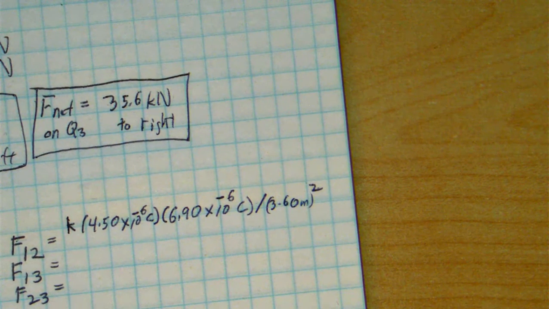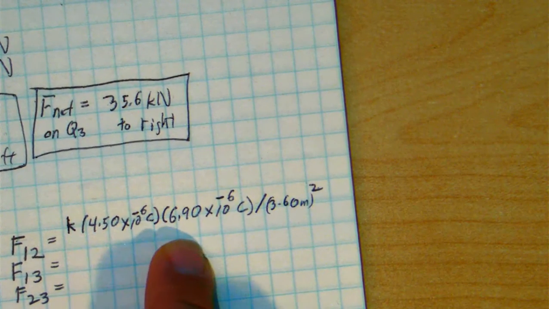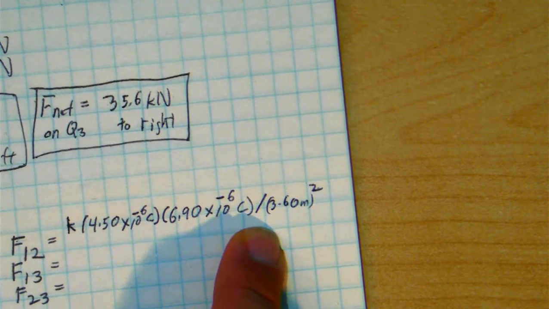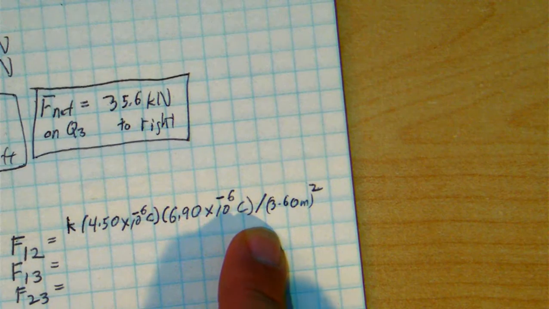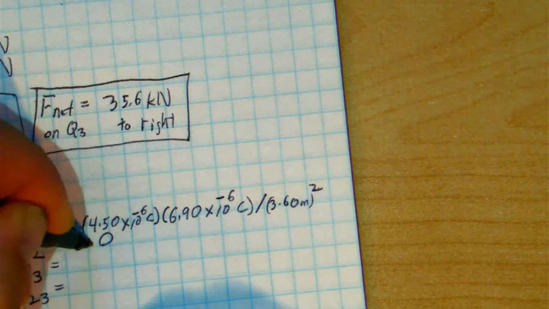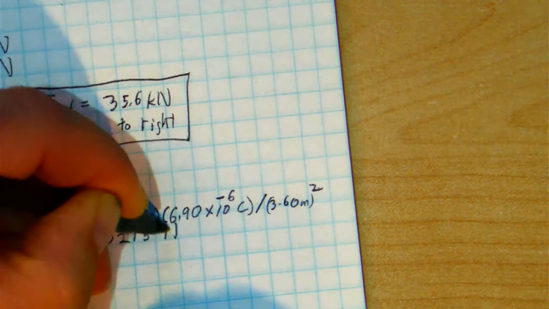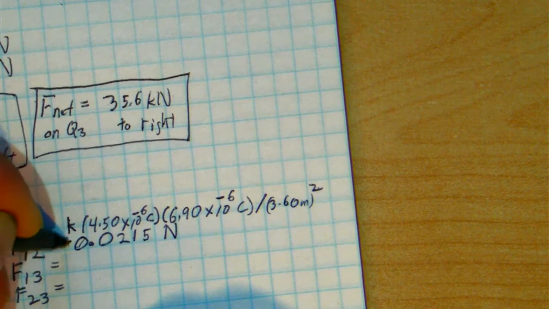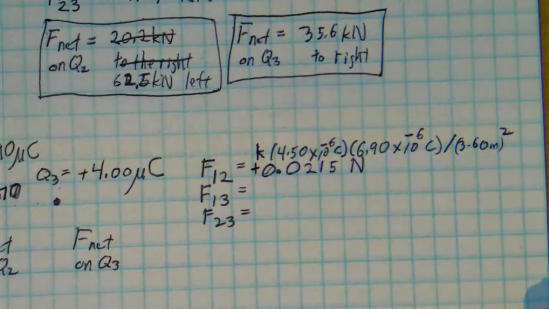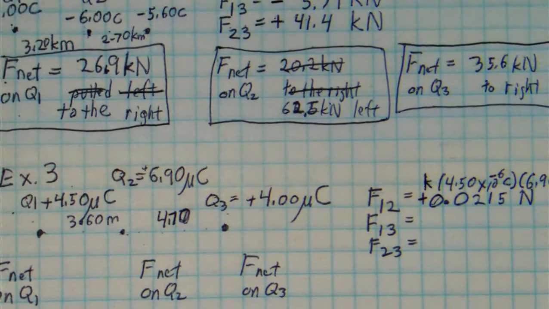K, whoops, let me clear things out. K times 4.50 times 10 to the negative 6 times 6.90 times 10 to the negative 6 divided by 3.6 squared. Enter. Yeah, I'm getting a value of 0.0215 newtons, and that is a repulsive force. All of these are going to be repulsive because all three charges are positive charges.